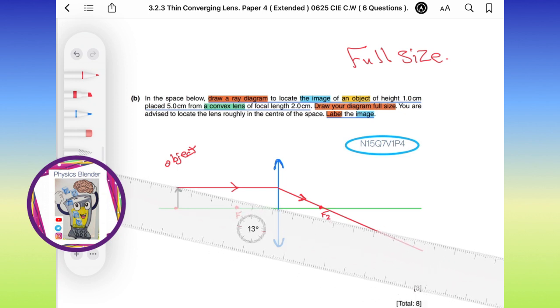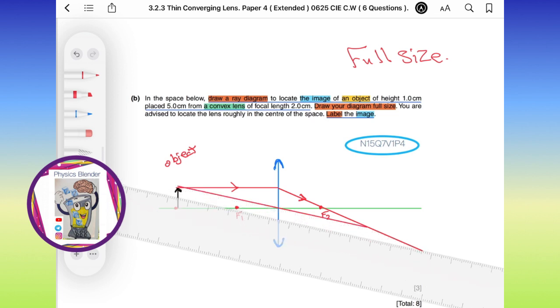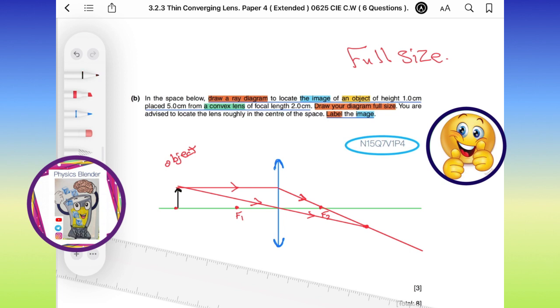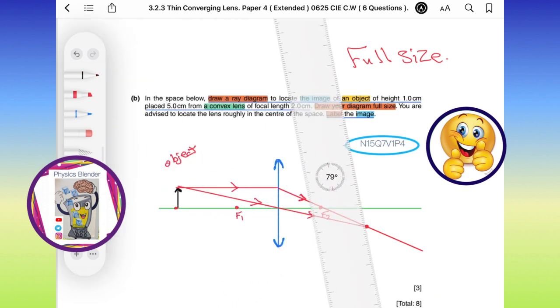It will be passing through the optical center, so it will not be refracted, it will be undeviated. Where the rays intersect, you can find the location of the image. As you see now, the image is formed here.